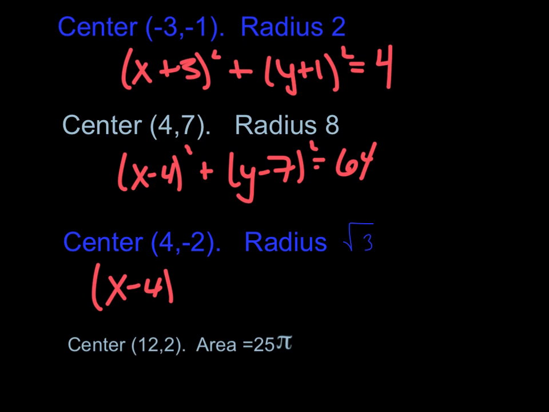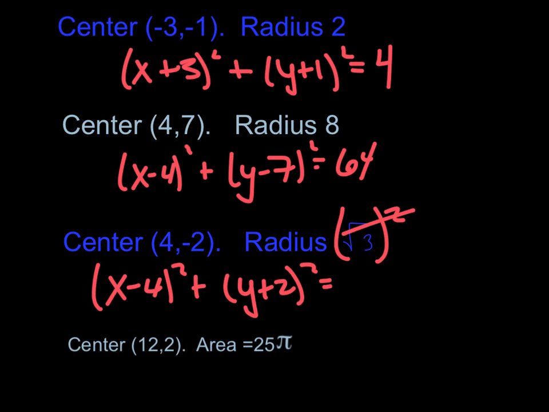Now I've got (x - 4)² + (y + 2)². Remember, it's radius squared. So if I square this number, what nicely happens? That square and square root zap out, and I just get 3.